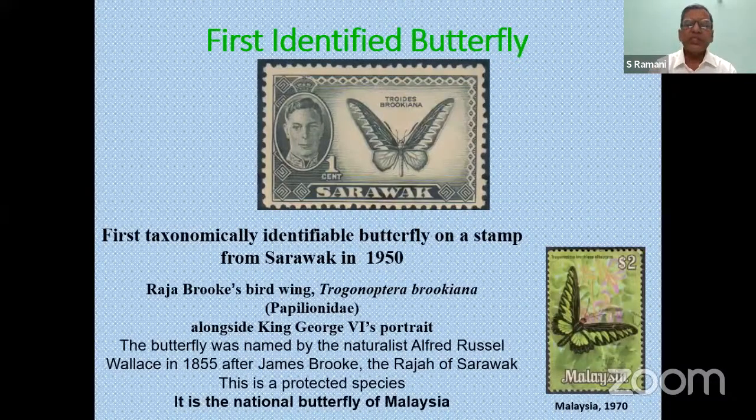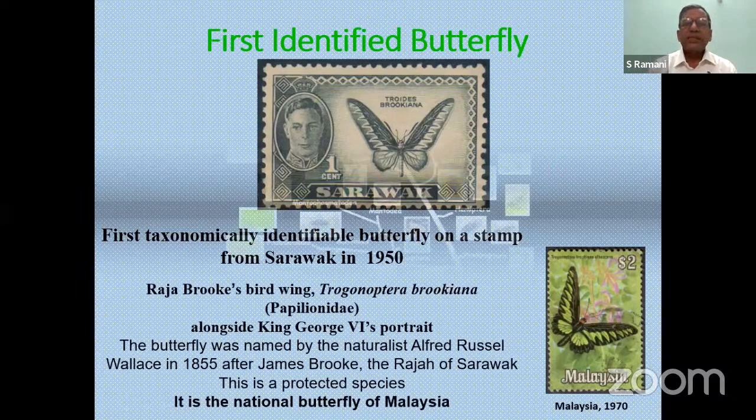And then this butterfly, for some of you who are interested in naturalists, was actually named by Alfred Russel Wallace, a contemporary of Charles Darwin, after James Brooke, the Rajah of Sarawak. Actually, this is a protected species, and it is the national butterfly of Malaysia. Much later, about 20 years later, a colored stamp has also been produced of the same butterfly.